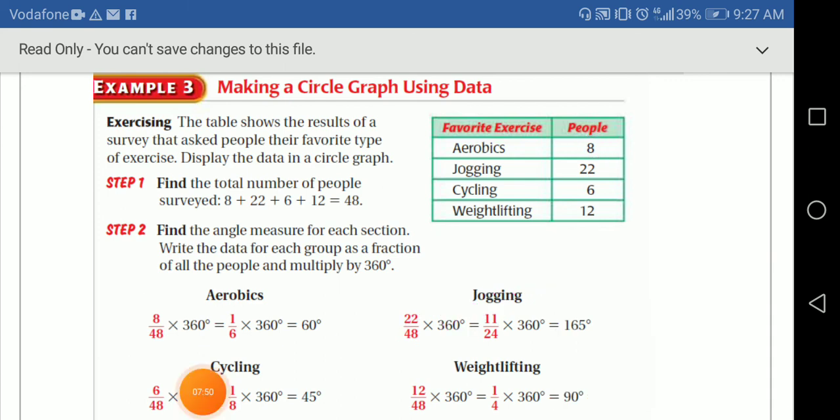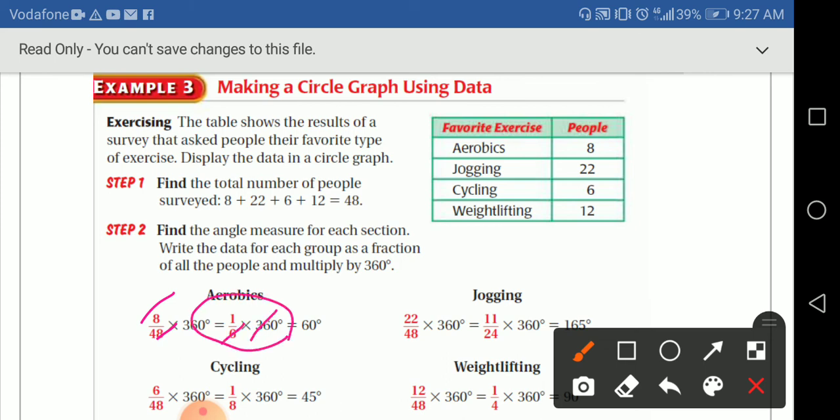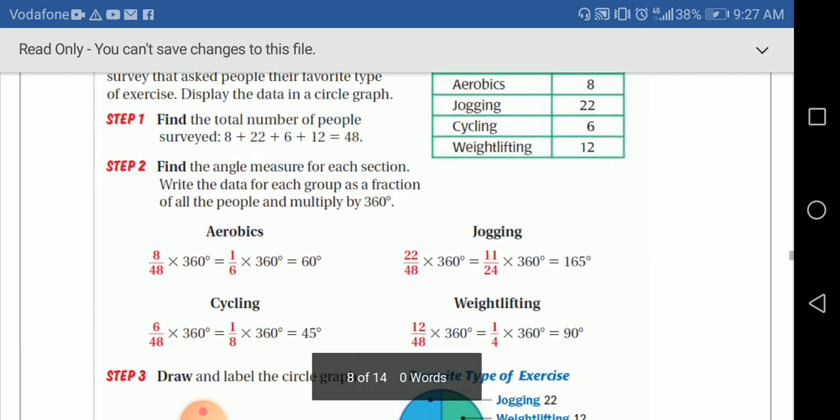Okay, what should I do for this? I will simplify. Simplify means divide. So 8 divided by 8, 1 over 6. 1 over 6 times 360, how can I do it? Cross-divide. You have to divide 36 by 6, which gives you 6, and 0, 6 divided by 6 gives you 1. So the answer will be 60 degrees. Easy one. And this will be for the jogging.